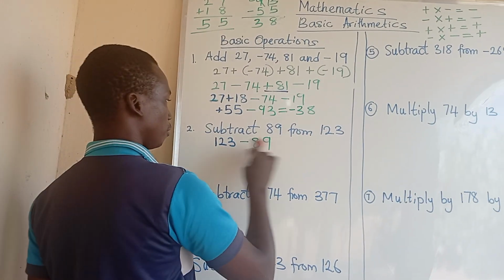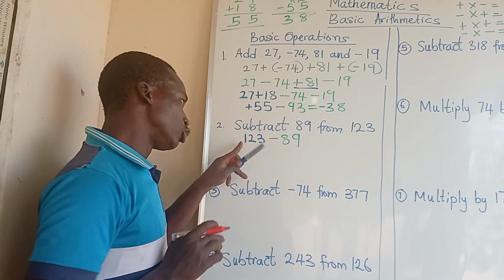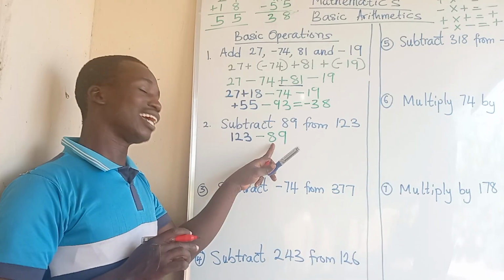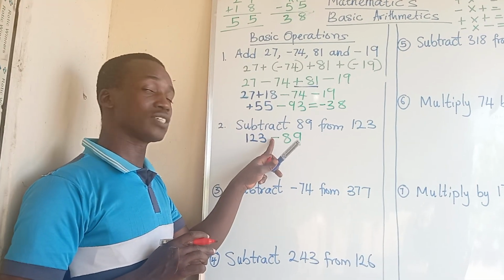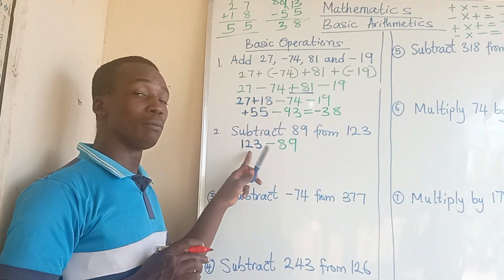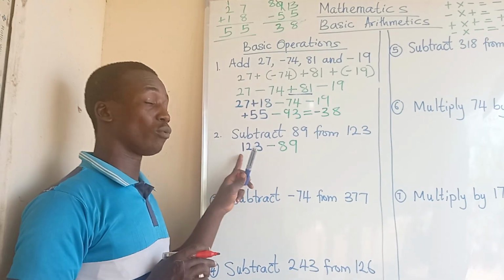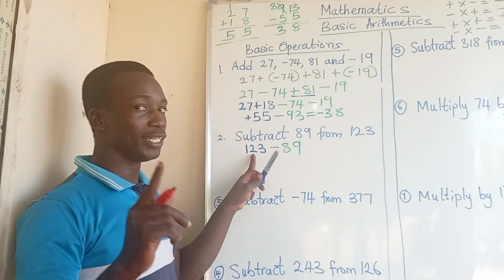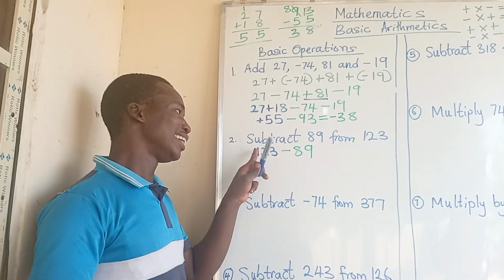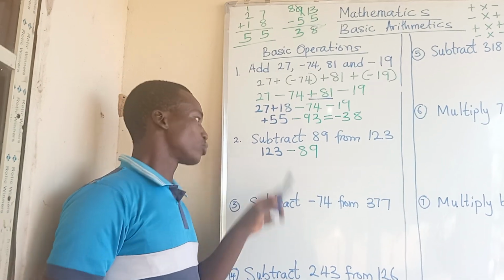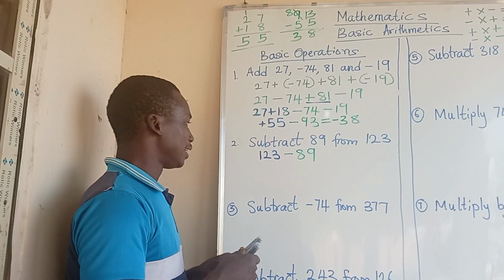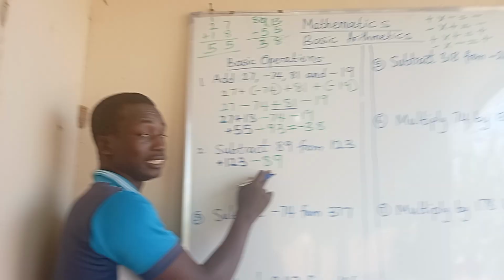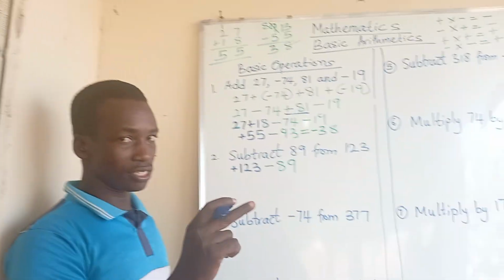We'll just do a straight. Remember, the sign in front of this 123 is a positive sign. The sign in front of this 89 is a negative sign. And I told you, when you have two numbers standing side by side with different signs, what do you do? You subtract. And after subtracting, your answer will carry what sign? The sign that has the largest number. So in this case, the sign that has the largest number is positive. So that means after subtracting, your answer will be positive.